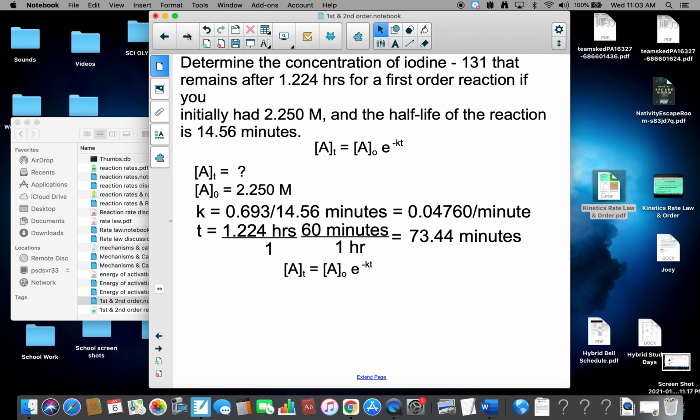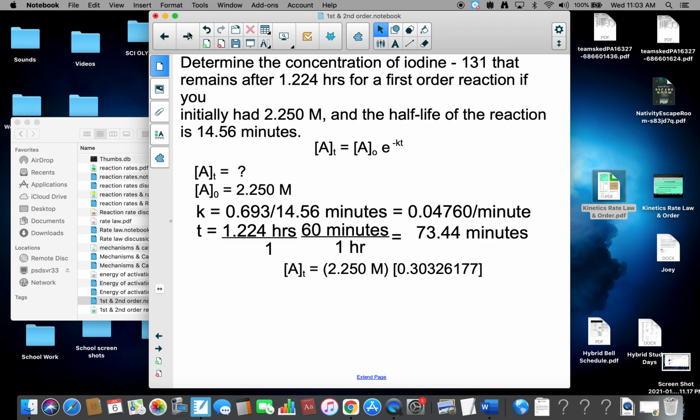All right, so let's take our equation and plug our values in, and e. Now, when you do this, the easiest way to take care of this is where e is. Do that function first. So we're going to multiply negative 0.04760 times 73.44 and raise e to that power. That's a function in your calculator. And we get 0.30326177.